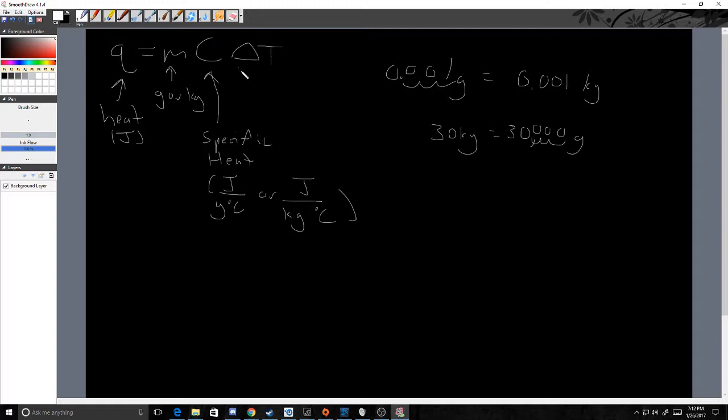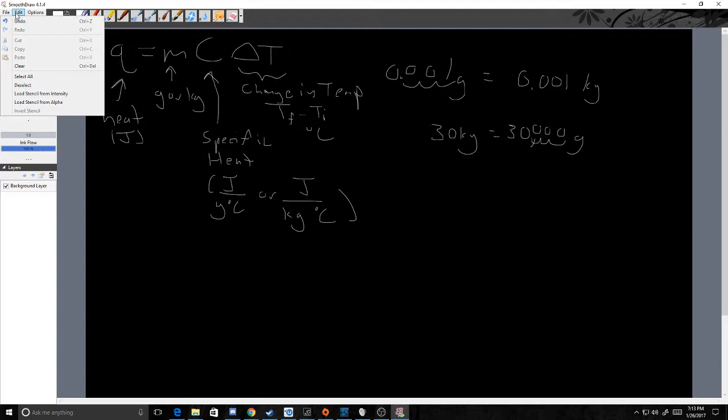Change in temp. So the triangle and the T go together. This is change in temp. Changing means that it has a starting value and an ending value. To find it, we're going to take our final temperature and subtract our starting or initial temperature. It's measured in degrees Celsius. You could use Kelvin here because a change of a degree Kelvin is the same as a change of a degree Celsius, so the degree Celsius here could easily be switched out with Kelvin.